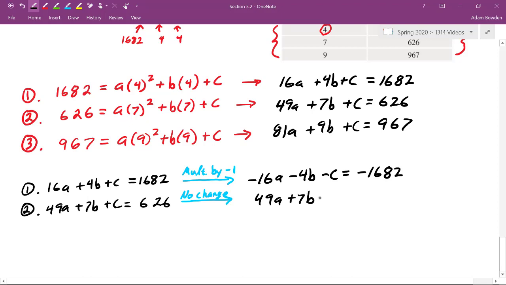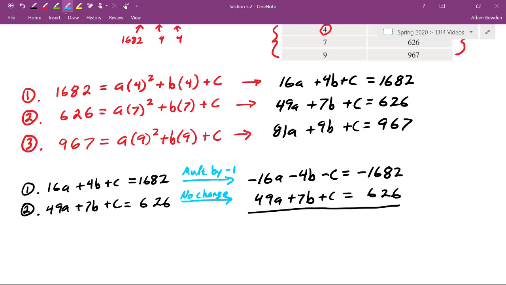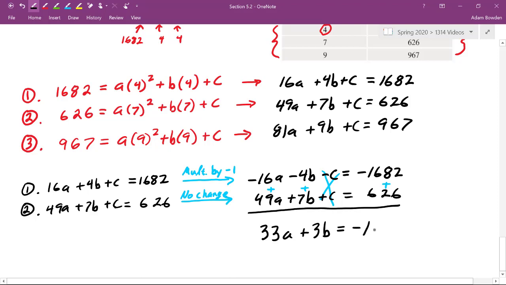Okay, then I can combine that with the other equation, and we'll see how the c's will cancel out, negative and positive c. So when we add everything here together, we'll see that we will get 33a plus 3b is equal to negative 1056. And let's refer to that as equation 4.